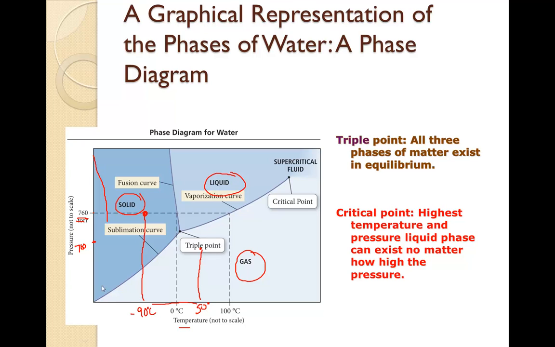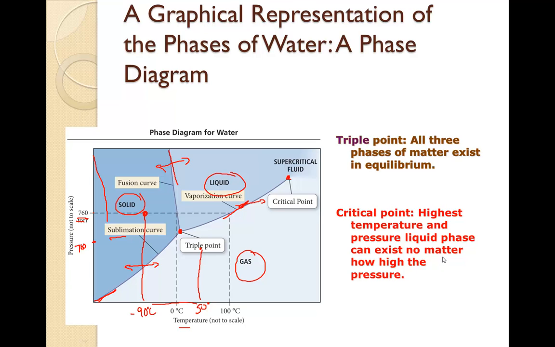The line here is a sublimation line. It's to go from a solid to a gas and back again. The line here is the vaporization curve, to go from a liquid to a gas. And here is the fusion curve, to go from a solid to a liquid. In the middle you have the triple point, which is where all three phases can exist in equilibrium. And up here is supercritical fluid, this critical point. The highest temperature and pressure liquid phase can exist no matter how high the pressure.